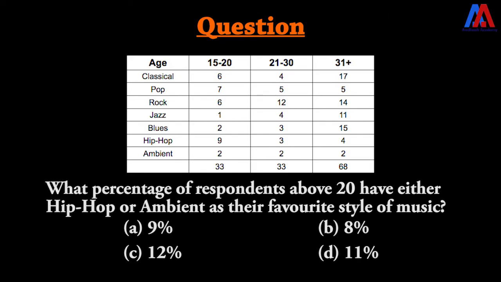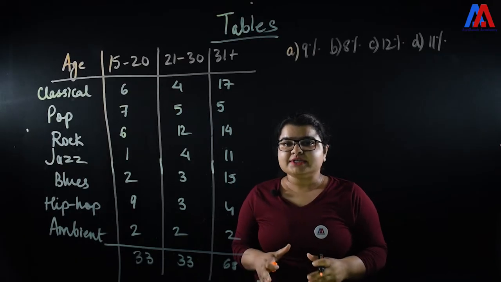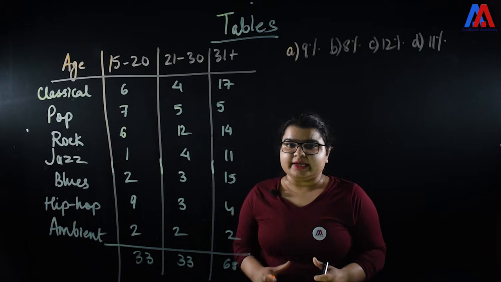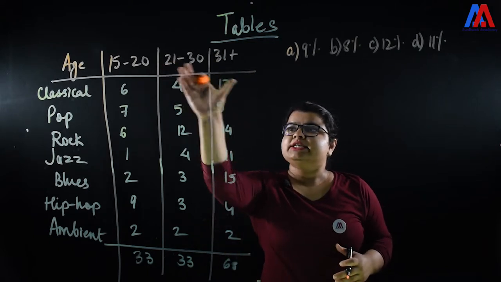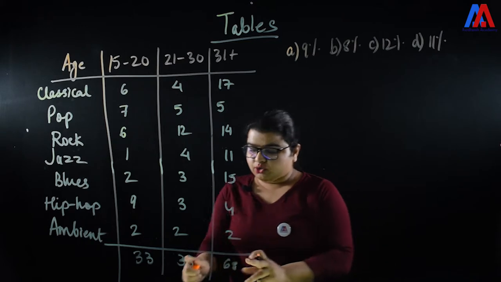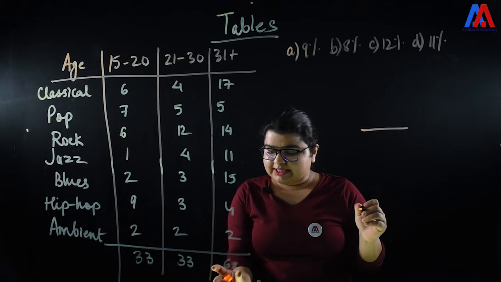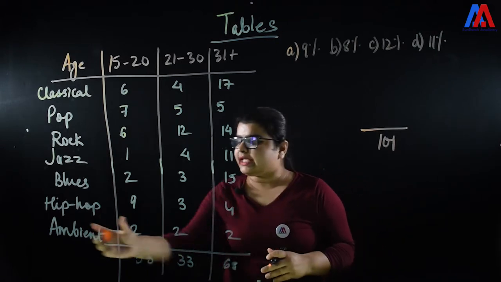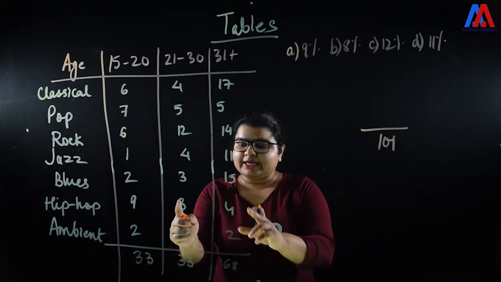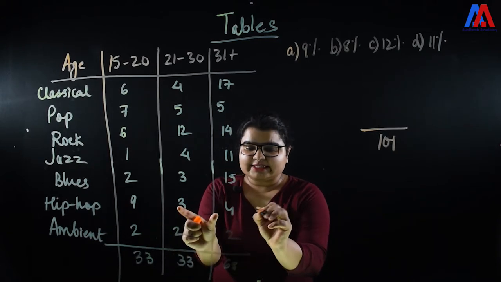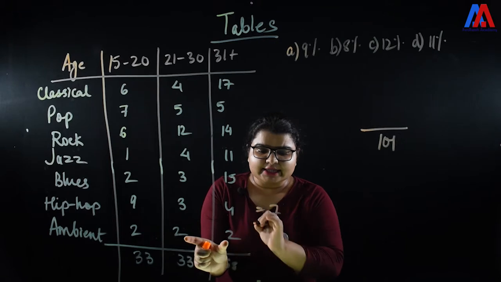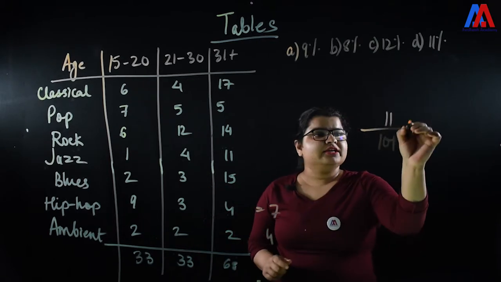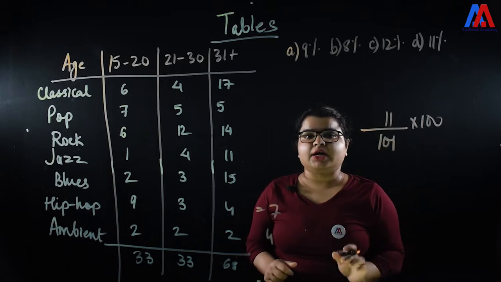What percentage of respondents above 20 have either hip hop or ambient as their favorite style of music? So here we have to consider people who are aged above 20. That is, we'll only consider these 2 columns. Now here your total sample space becomes 33 plus 68, which gives us 101. Now we are asked to find out the number of people who like hip hop or ambient. So we need to add these 2 cases. So from here we get 7 and from here we get 4. Adding these 2 gives us 11. So basically we need to find the percentage of 11 by 101.